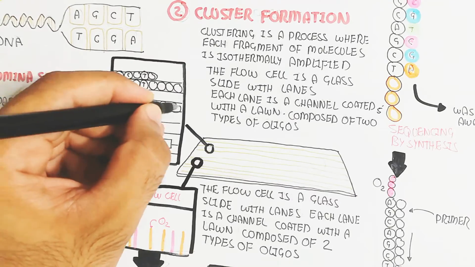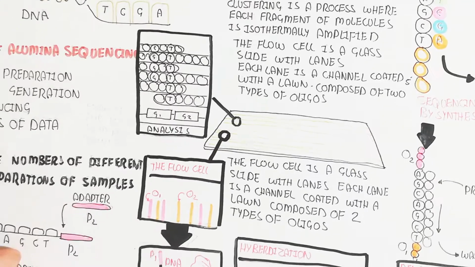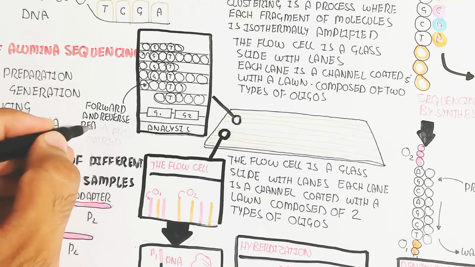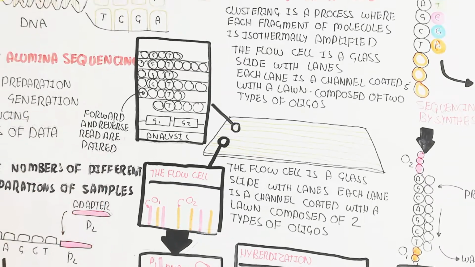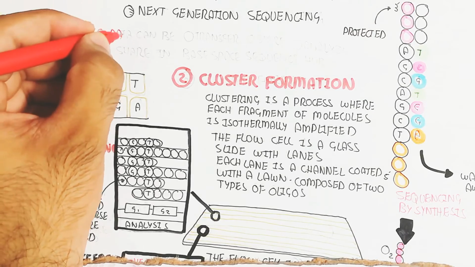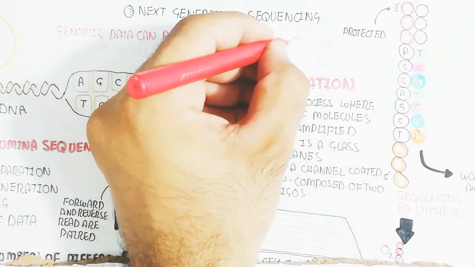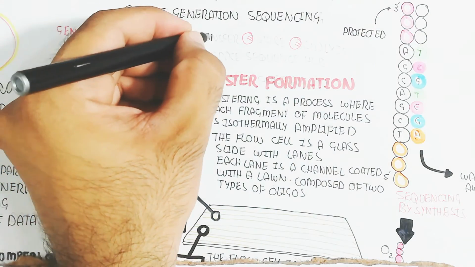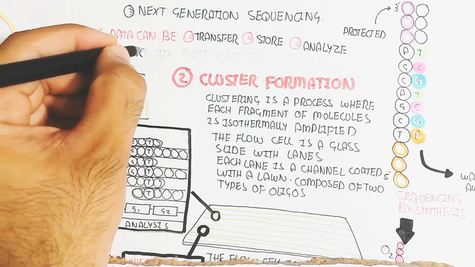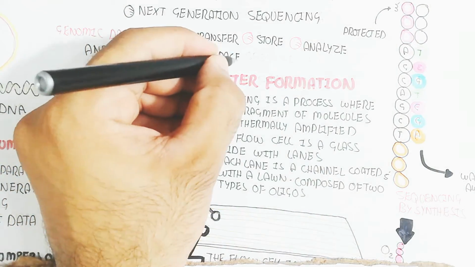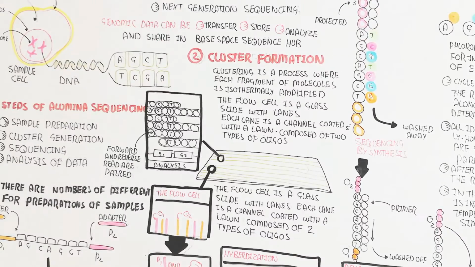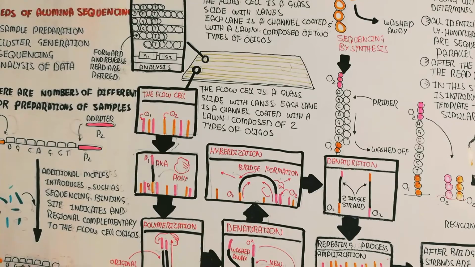In this manner, the Illumina sequencing of DNA shows the exact number of bases on the basis of sequences, and we can determine the segment with adenine, guanine, cytosine, thymine, and determine the complete sequence with the number of bases. We can identify more strongly as compared to the Sanger method of DNA sequencing. The genomic data can be transferred, stored, analyzed, and shared in BaseSpace Sequence Hub.